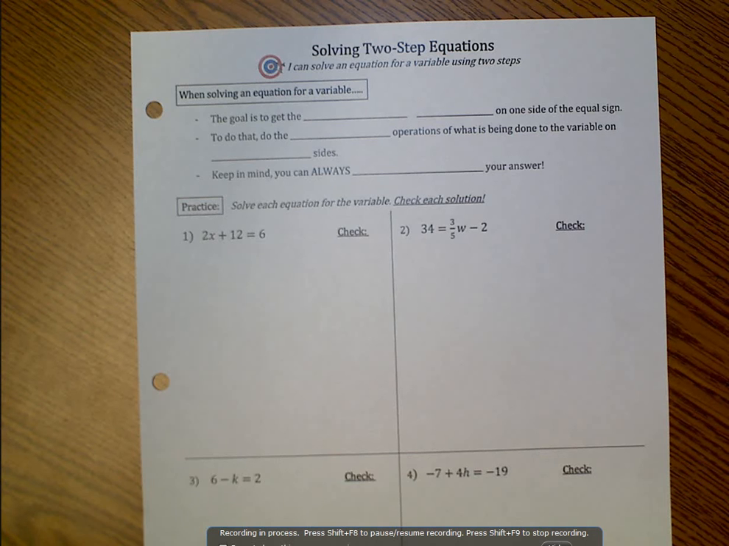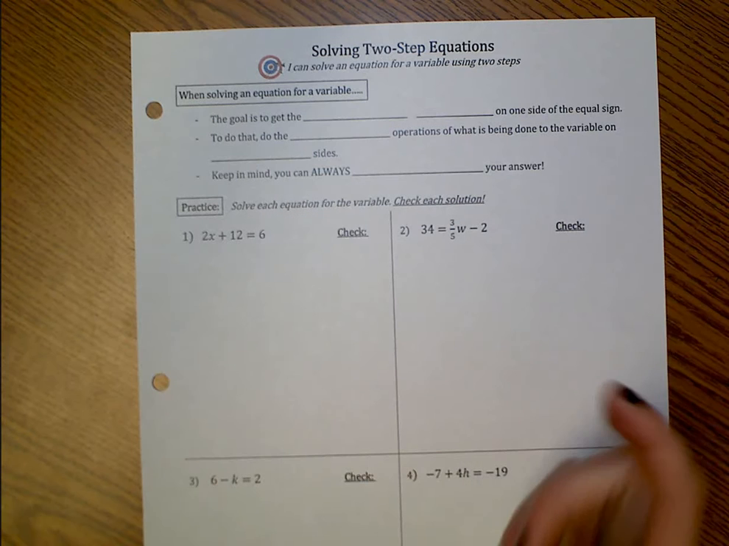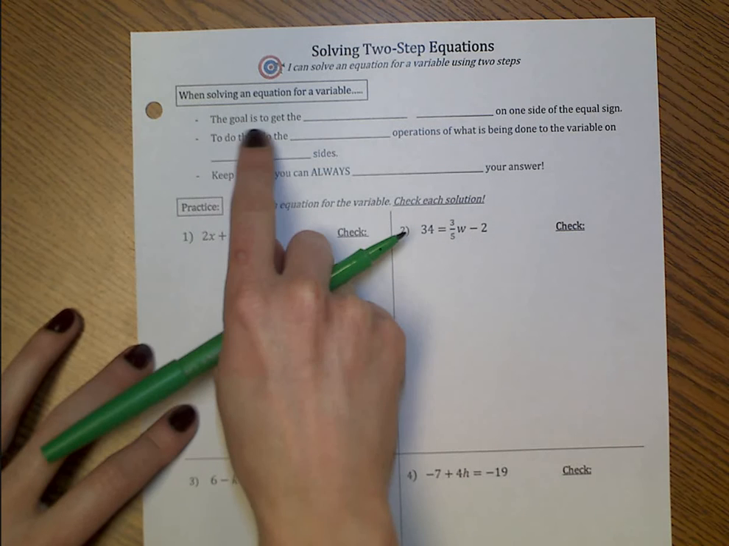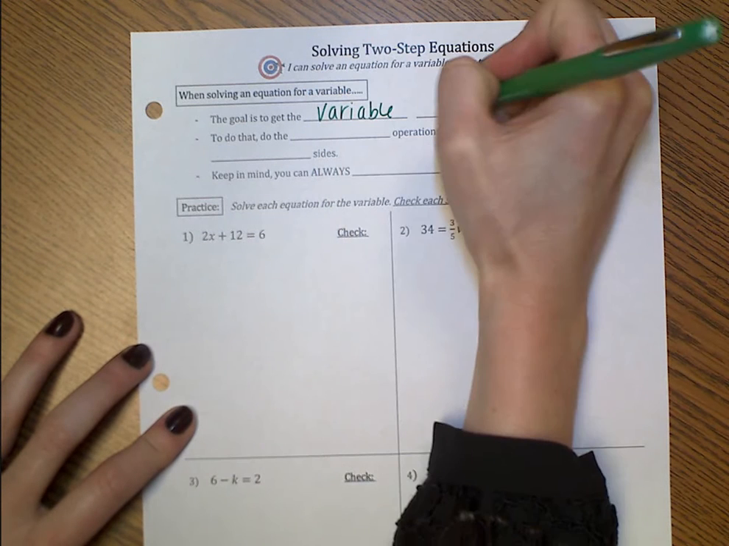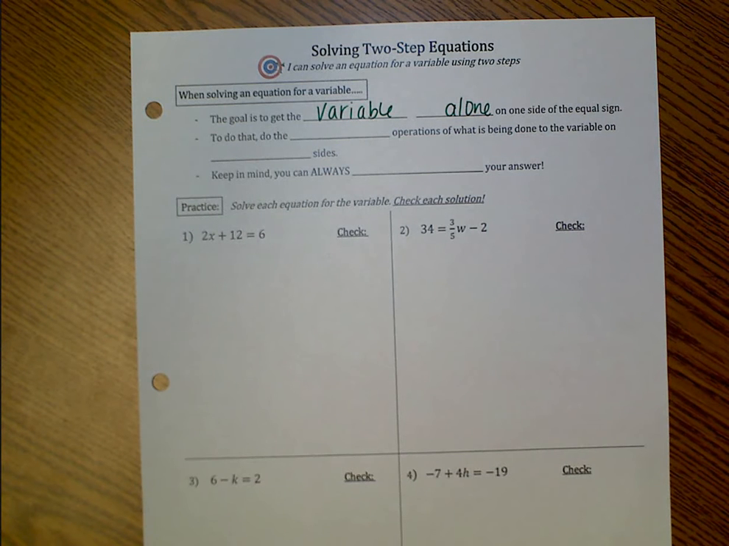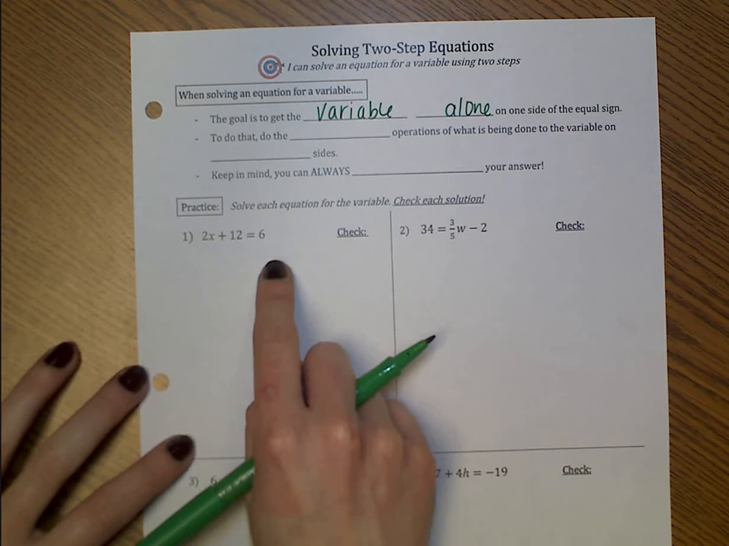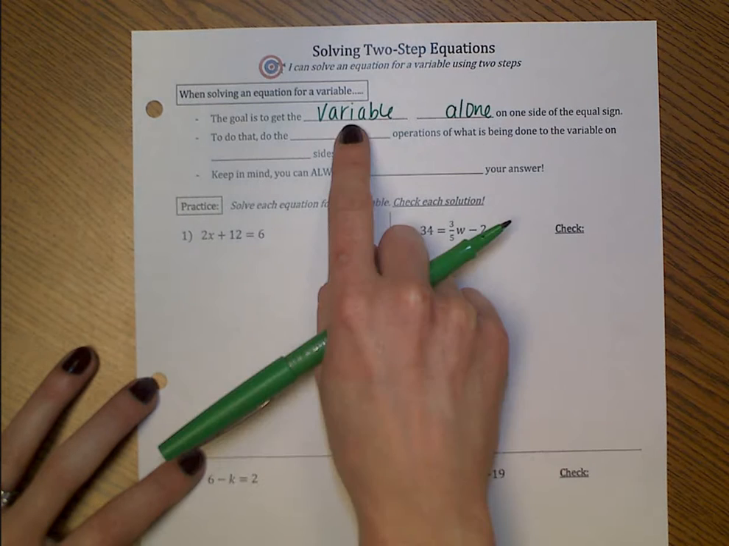Moving right along, today we are going to be solving two-step equations. Now, when you're solving an equation for a variable, that's the goal here, you guys. The goal is to get the variable alone on one side of the equal sign. You cannot stop any of these problems until you have like x equals 5 or w equals -2, whatever. You don't stop until the variable is alone.